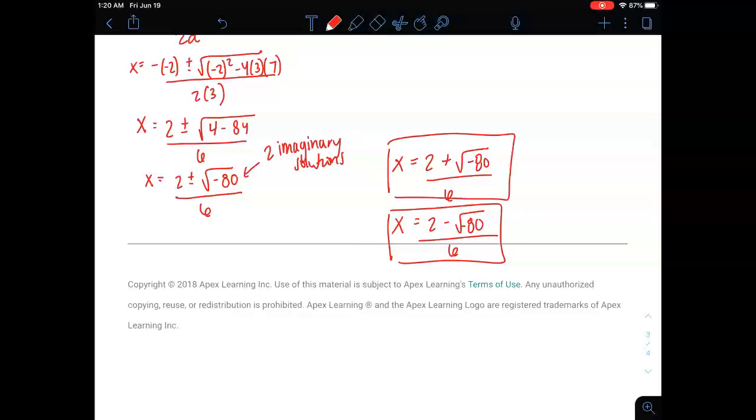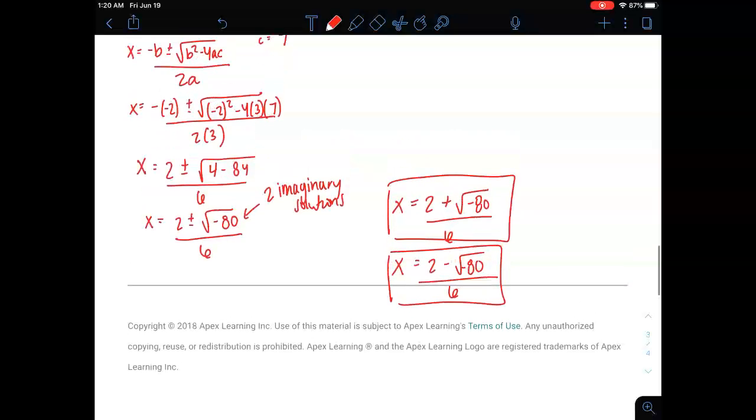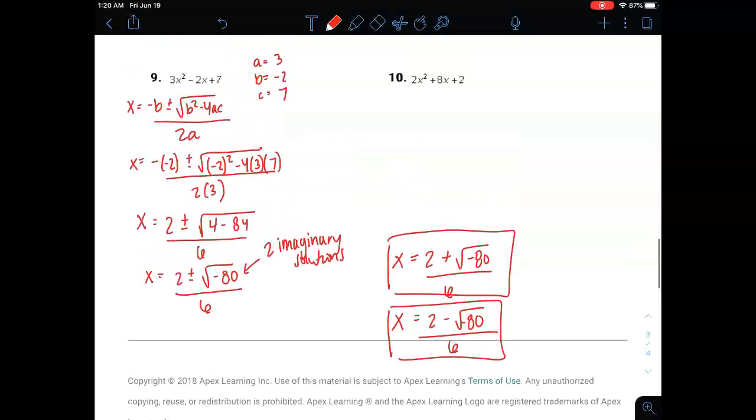All right. The only thing I want to point out that they didn't have as an example here that I wish they would have is, let's say we get to x equals 5 plus or minus the square root of negative 16 over 2. All right, negative 16 over 2.